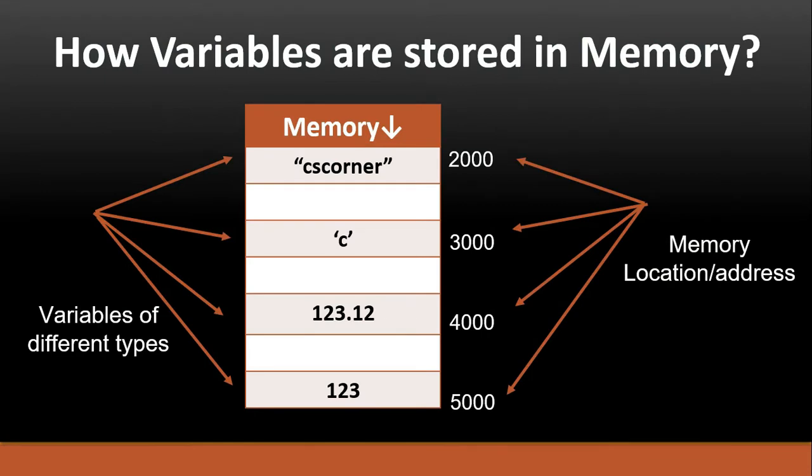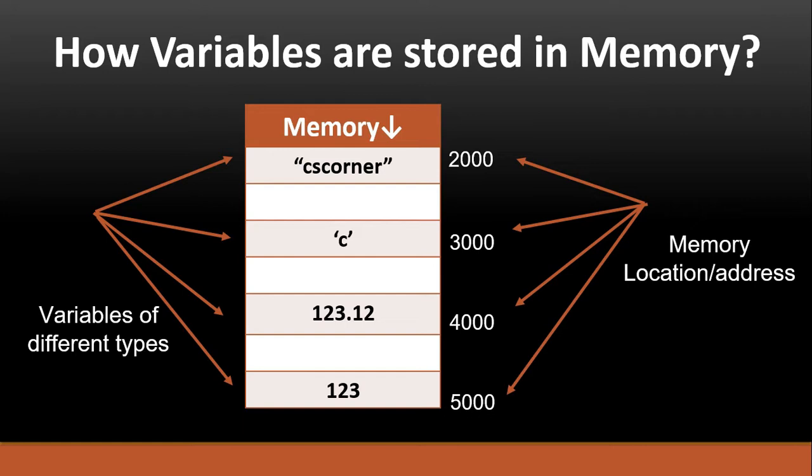Next, how variables are stored in memory. You can see I have drawn a diagram. Here I have a few data such as CS Corner, which is string data. Another is the single character C. Next I have some data with a decimal value, 123.12. Next I have a normal number. So these are nothing but my data.